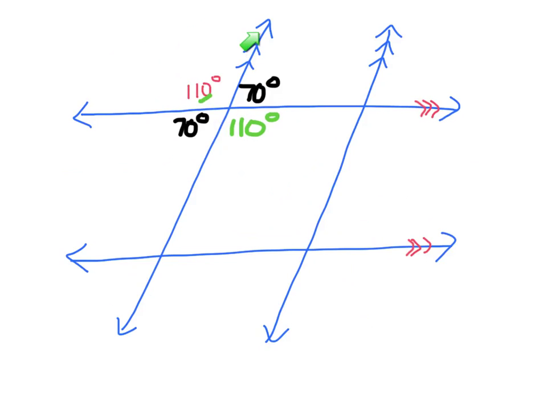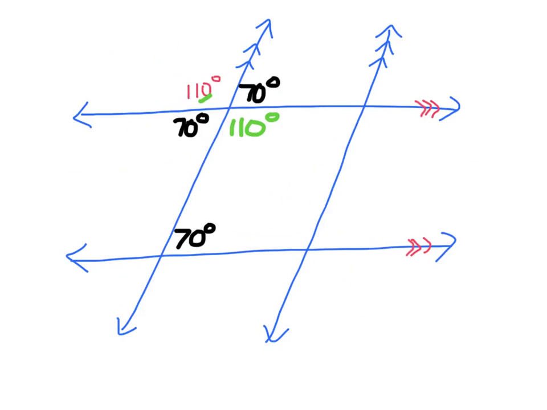Okay, now I'm going to look at this transversal and these two parallel lines. First thing that I might do is I might look at this angle and this angle here. I see they're corresponding. They're both on the top of the parallel lines, on this side of the transversal. So I know that this one's 70 degrees. Okay, so I could use that.